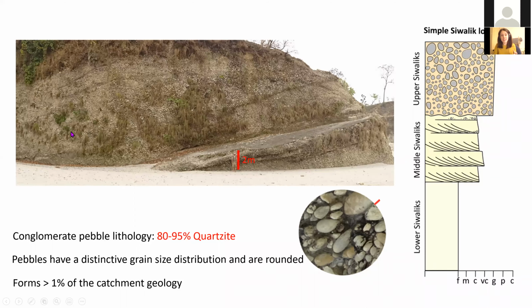This is a picture of what a conglomerate outcrop looks like. These conglomerates are made predominantly of quartzite, 80 to 95% quartzite. They have a really narrow grain size distribution, so they're quite distinctive, and all the pebbles which form the conglomerate are really well rounded.